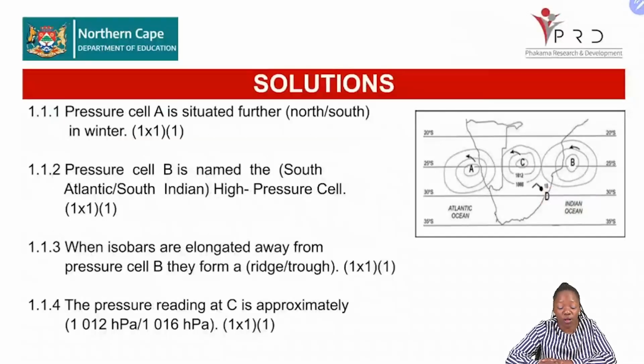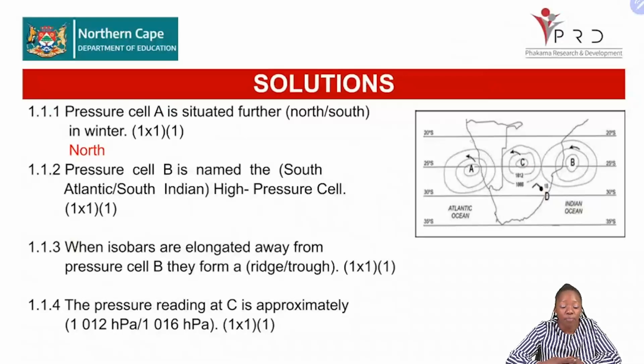Right, grade 12, looking at our solutions. Remember again, as we are doing corrections, please make sure that you also mark your own work so that you can see how many questions we have got correct and how many questions were incorrect. So your 1.1.1, the pressure cell A is situated further north or south in winter. You will remember that your South Atlantic is situated north in winter.